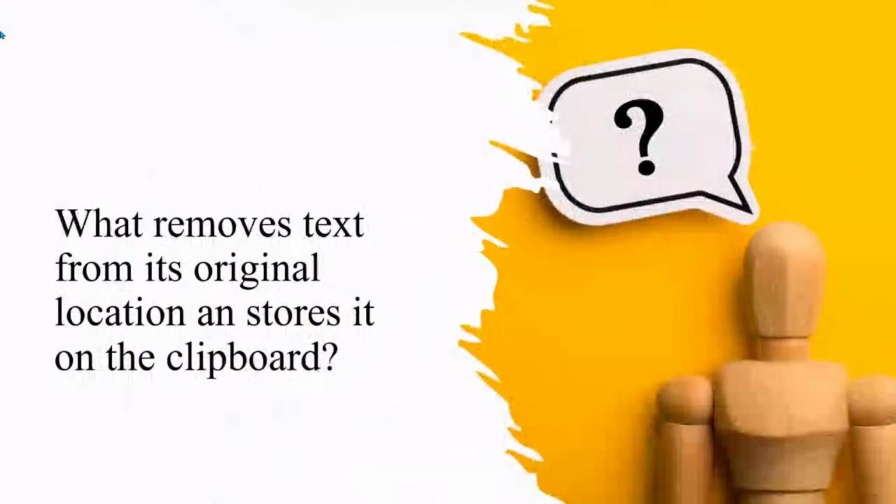What removes text from its original location and stores it on the clipboard? I'm seeing the terms copy and cut. Which one is it? This one removes. So whenever you do this option, very good, Jalicia. So indeed the answer is cut.